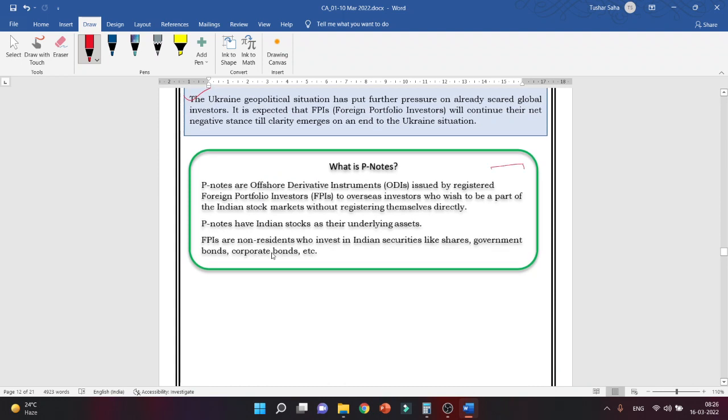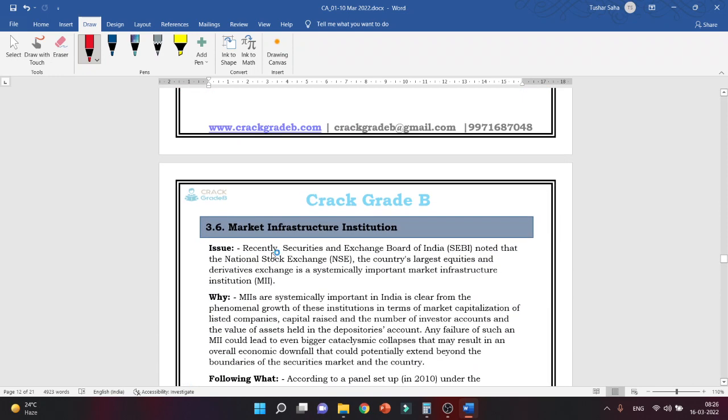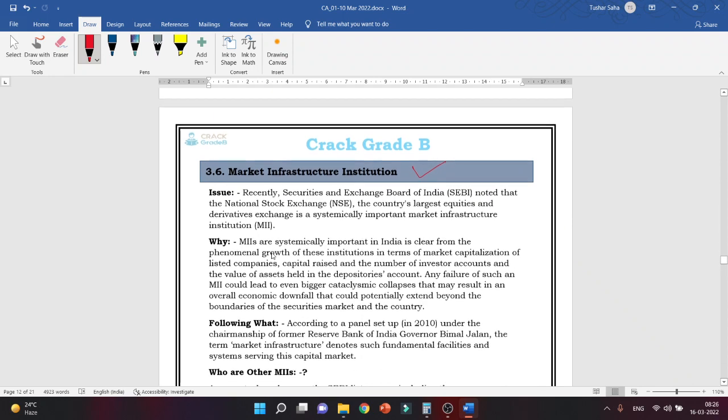Right? Now, what are participatory notes? You can go through it in our own material. You don't have to hunt anywhere outside our notes. Right? Then, market infrastructure institutions.